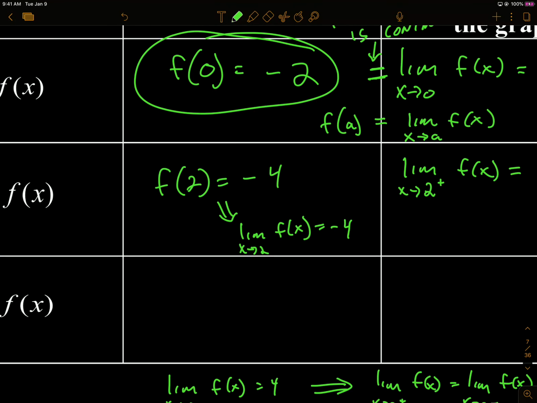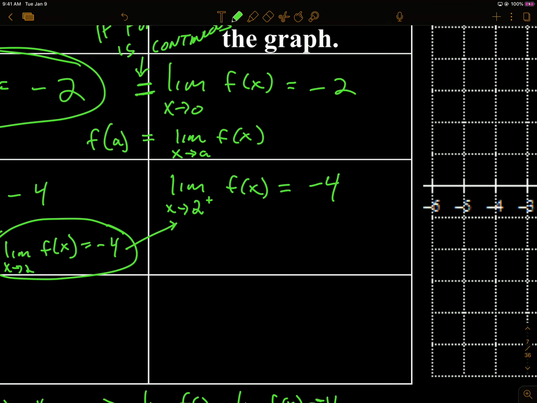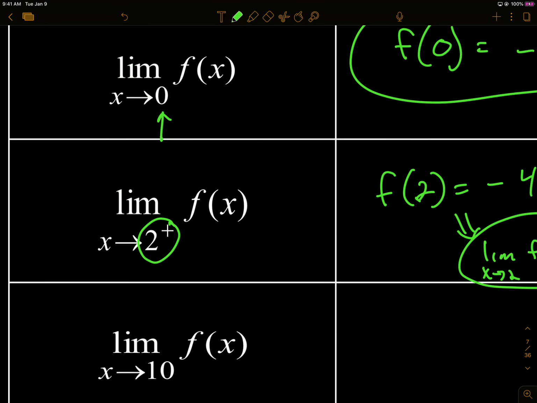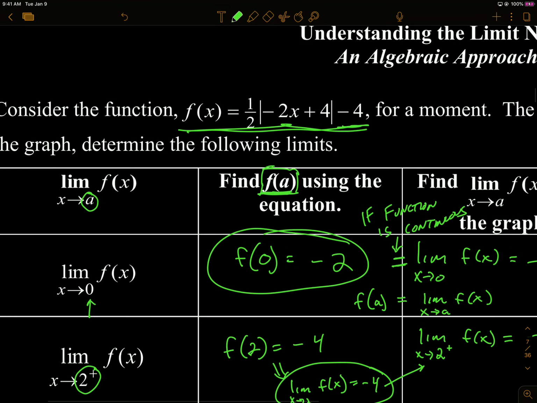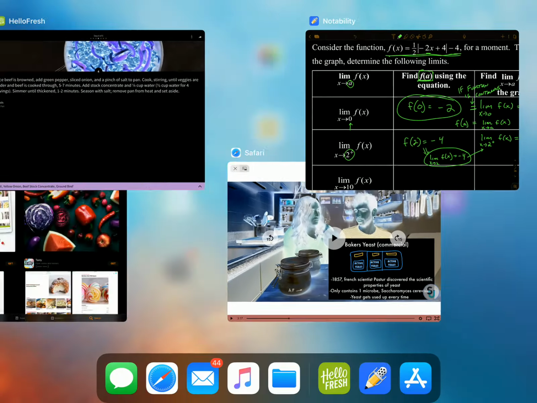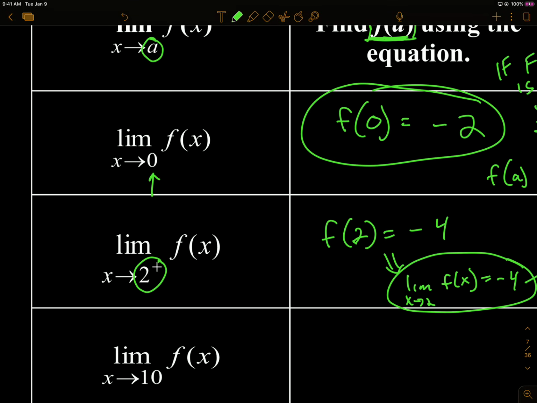So because I know f of 2 equals -4, then I know the limit as x approaches 2 equals -4, and that means from both directions. I don't care left or right. So that's how I would find this limit without the graph. As x approaches 2 from the right, I would just plug in the 2, and I would get -4, and that would be my answer. It wouldn't matter if they asked me to find it from the left or from the right.